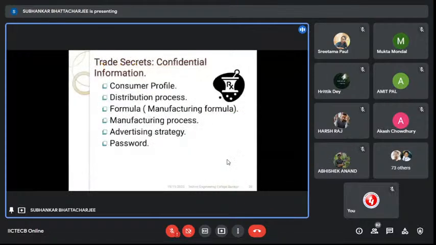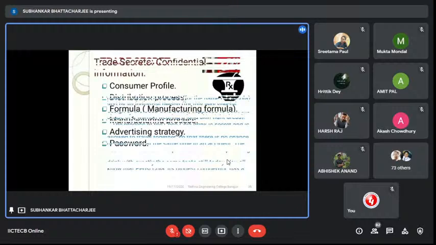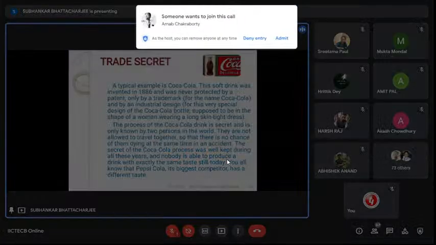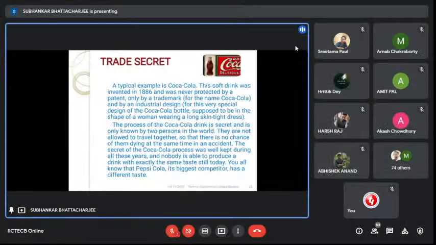Trade secrets include confidential information, consumer profile, distribution process, formula, manufacturing process, advertising strategy, and passwords. These are the trade secrets, like the Coca-Cola company, as I told before. The Coca-Cola company has three things: one is trademark, one is copyright, and another is patent. They have three laws.